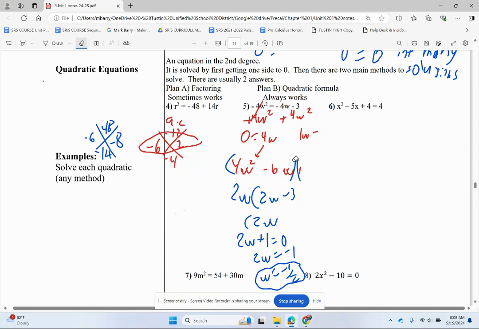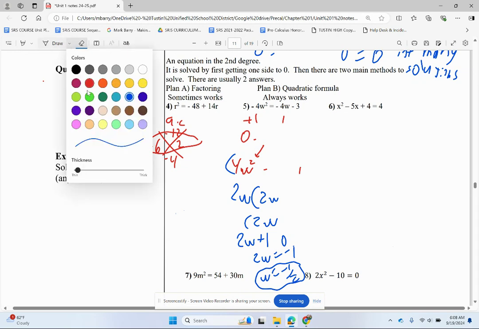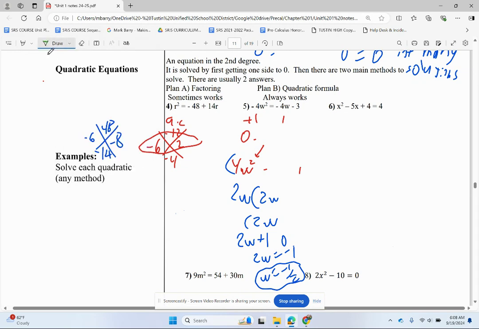All right, so for number 6, for this one, same idea. We got a quadratic. We got to get one side to 0. My squared variable is already positive, so I'd subtract the 4 over here. Now that's actually going to cancel on the left-hand side as well in this case.